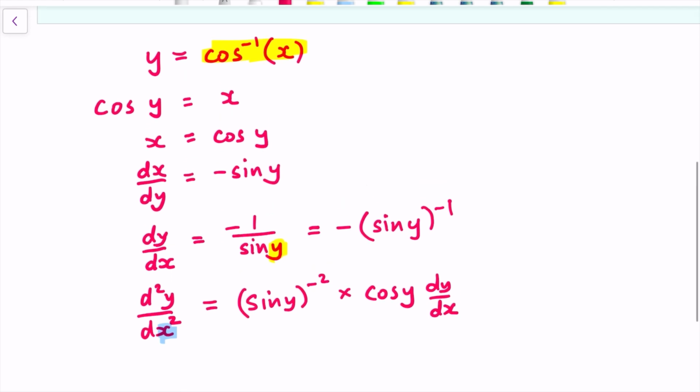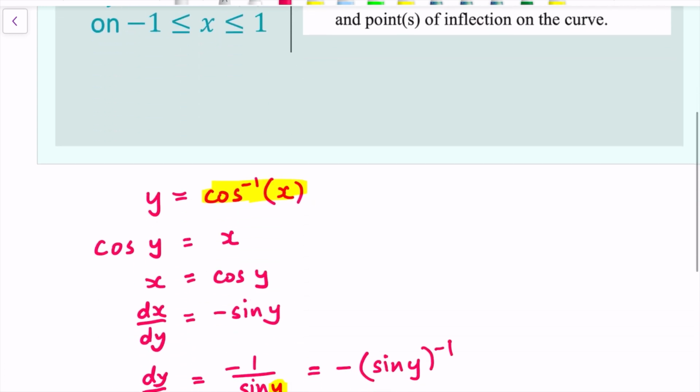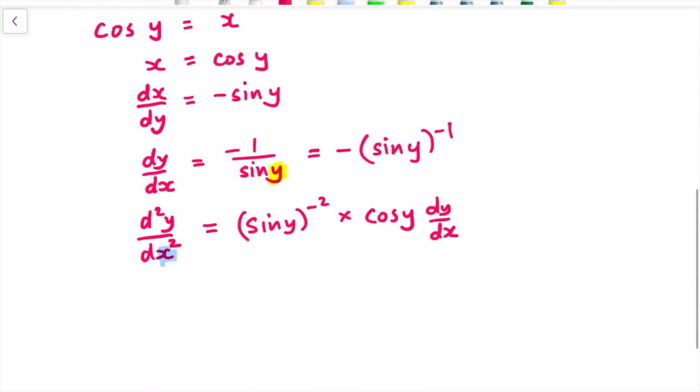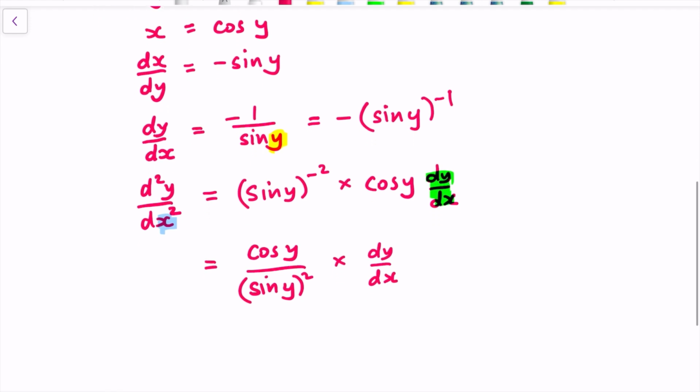Okay, now what am I trying to aim for? Negative cotan times dy/dx all squared. So I have to do a little bit of rearranging here. dy/dx all squared, I've already got a dy/dx, so there's got to be another one in there somewhere. If I write this as (cosine y over sine of y) squared times dy/dx. How's that going to help?